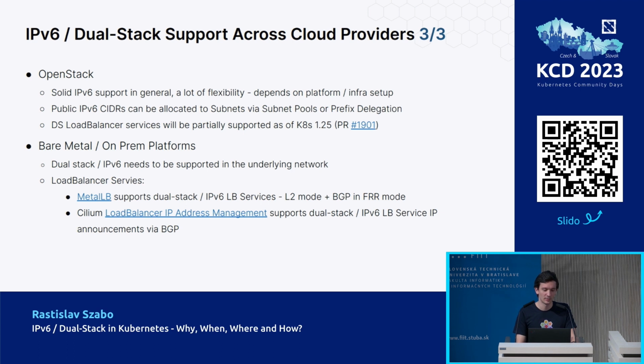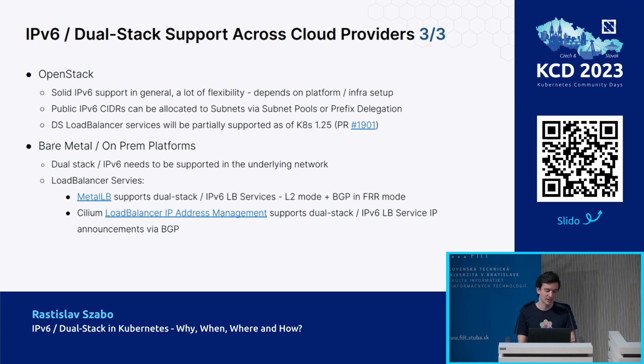And now private cloud and on-prem platforms. So for OpenStack, OpenStack in general has great IPv6 support in OpenStack itself, but the support in Kubernetes Cloud Controller Manager is limited. And even this limited support, actually, I contributed myself when I saw that it's pretty low-hanging fruit. The limitation is that your service can be either IPv4 or IPv6, not really DualStack at the moment.